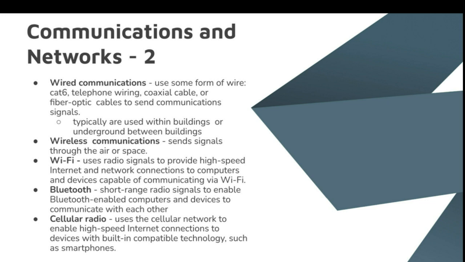Wi-Fi, which your book incorrectly defines. Wi-Fi is not short for anything. It is not an acronym for anything. It's just Wi-Fi, just as an FYI. Wi-Fi uses radio signals to provide high-speed internet and network connections to computers and devices capable of communicating via Wi-Fi. Bluetooth is short range, and cellular uses the cellular network.